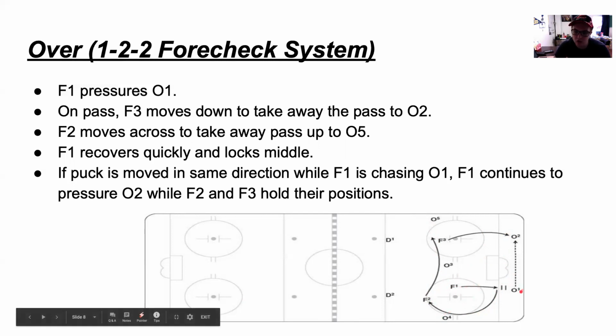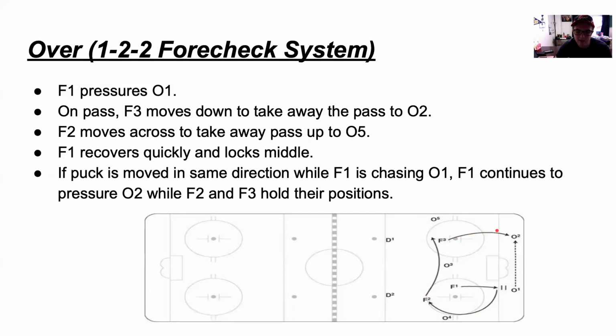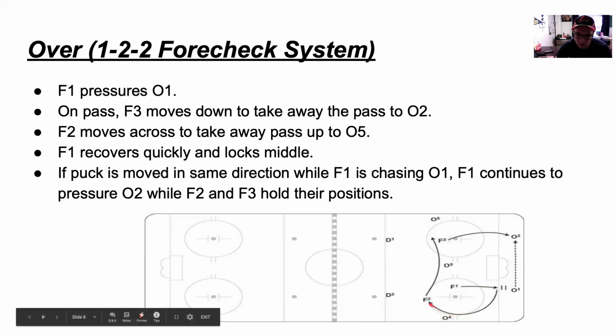So F1 is going to forecheck O1. Okay, when that pass is made, it's going to go to O2. F3 is going to forecheck when that pass is made. Once O1 gets the puck, F3's got to go in, use that stick to block the pass. F1's going to come around, then F2 is going to come over here to check O5, then F1's going to cover O4, and then F3 is down low. Okay, and then that's how we're going to get puck possession, because they're going to cause turnovers.